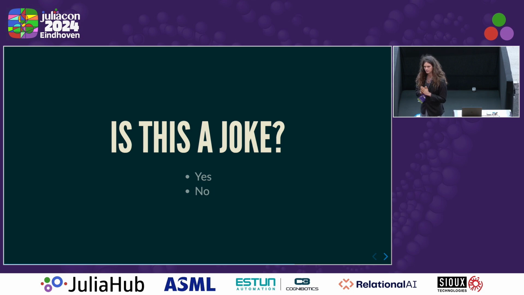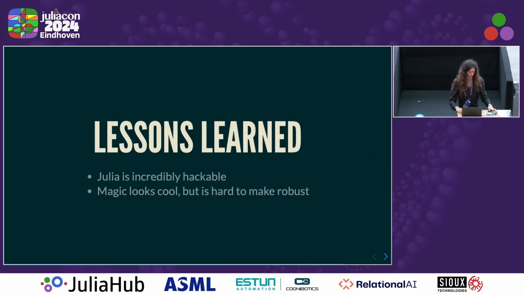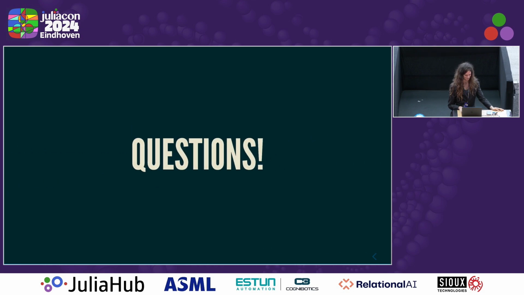And for something less ambitious than a full programming language, as a DSL, I think something like this is much more plausible to work out all the bugs from. So yeah, learning that Julia's incredibly hackable, that magic looks cool, but we haven't learned that it's hard to make robust. I'm counting on questions for this. I'm not going to show you it going wrong. I saved a lot of time for questions. I can talk more if there aren't enough questions, but let's see.